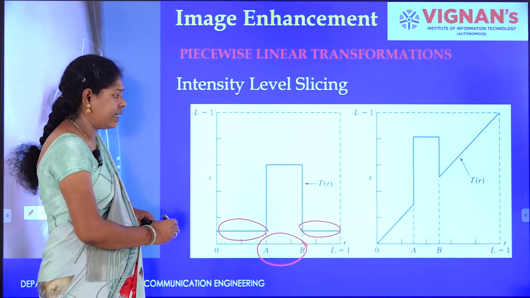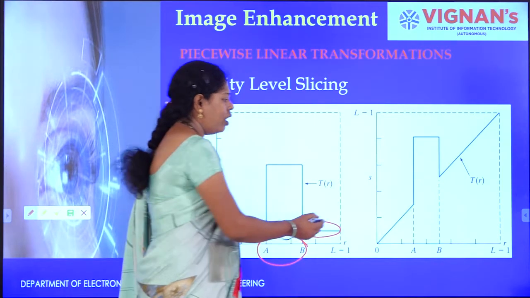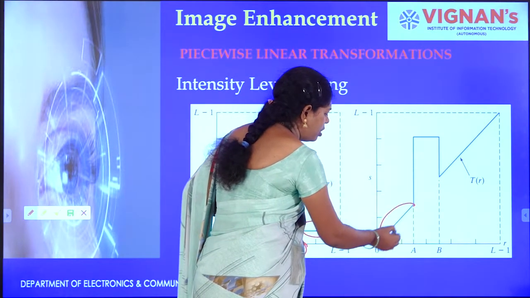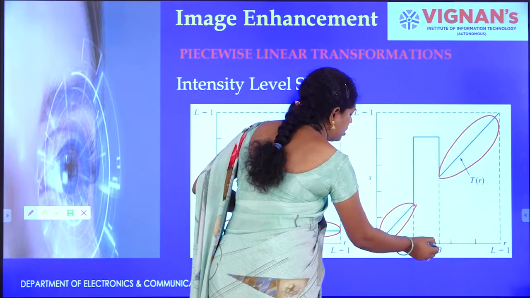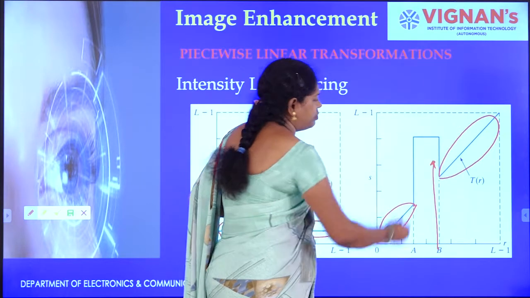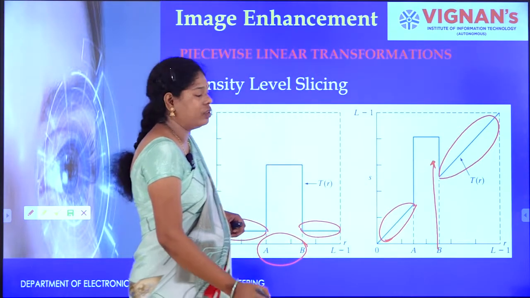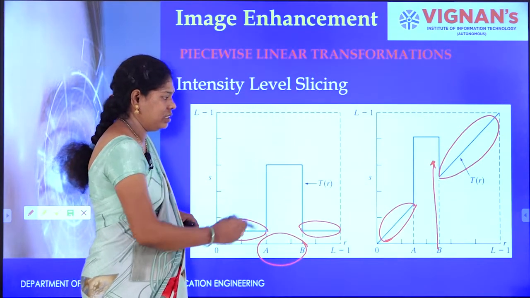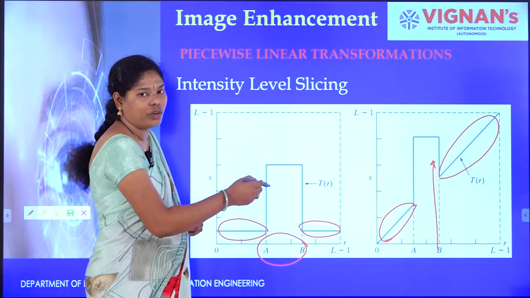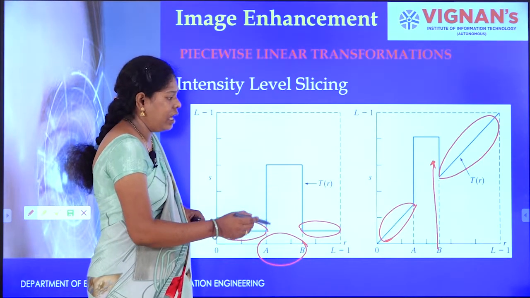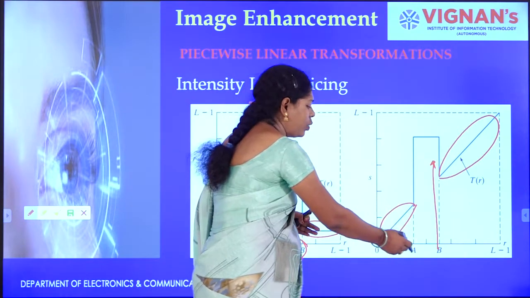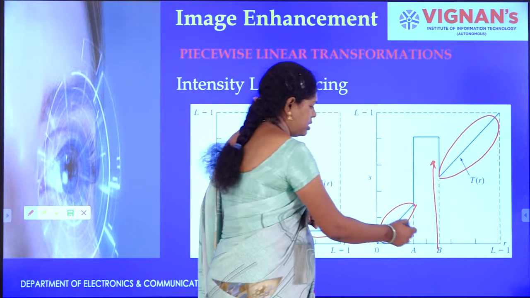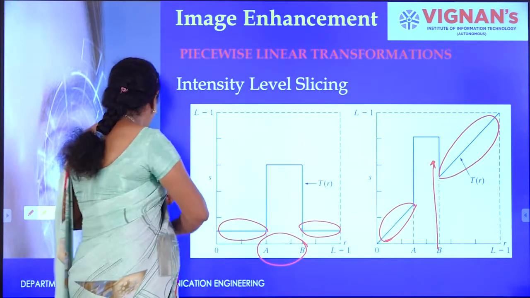And the second approach is that we leave the remaining pixels as they are, and we enhance the desired pixels. The original pixels we are not required to change, we leave as they are, and we concentrate only on our required region of pixels. Let us see an example of this.